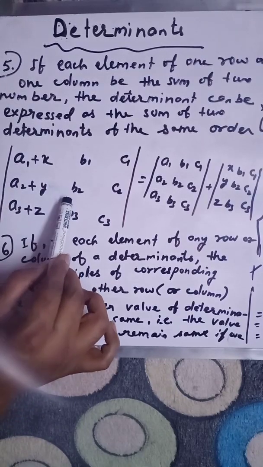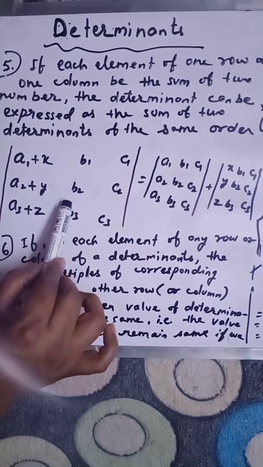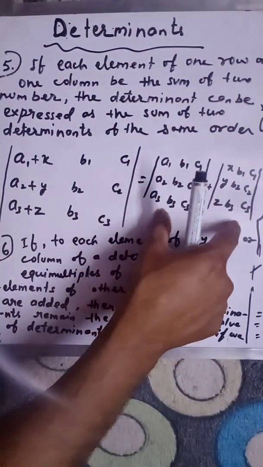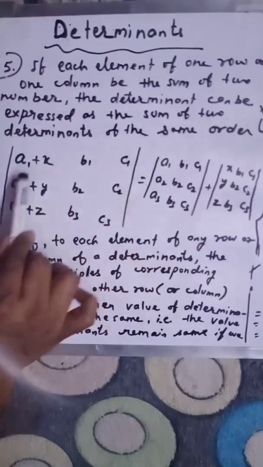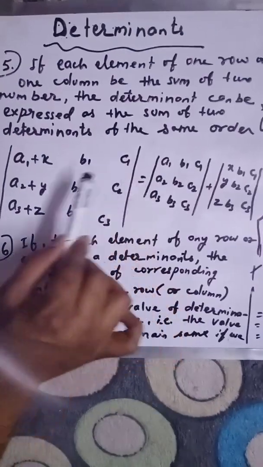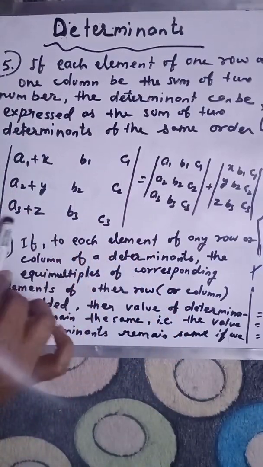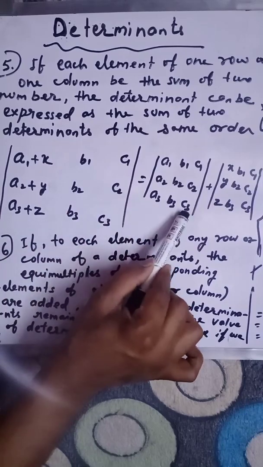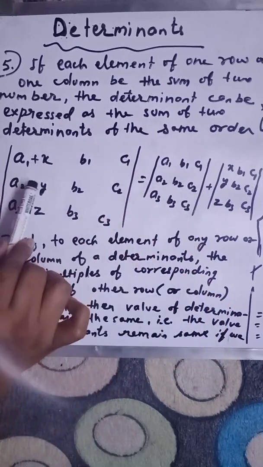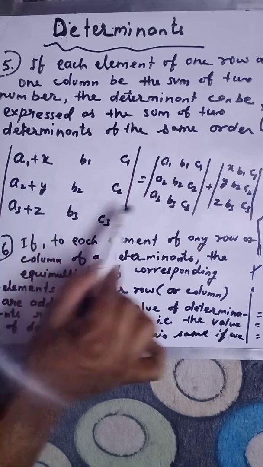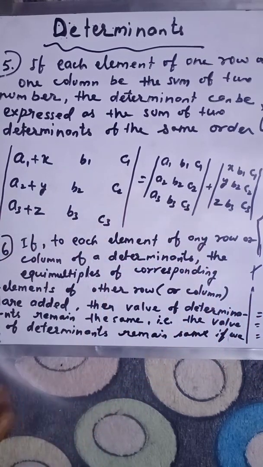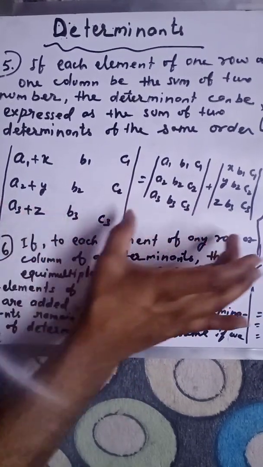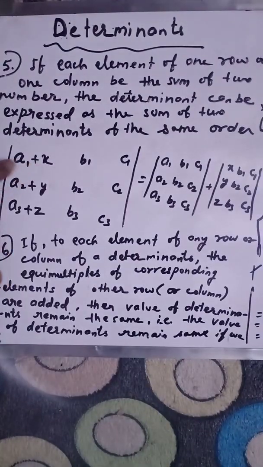Now this determinant can be expressed as the sum of these 2. So how will you get these 2? See, first of all, in the first column you have to write A1, A2, A3, only these elements. And the second and third columns will remain the same. Plus, now you have to write these elements X, Y, Z, and then the second and third columns will remain the same. So this is how you can split this determinant into this, if you get the sum of 2 in any row or any column.